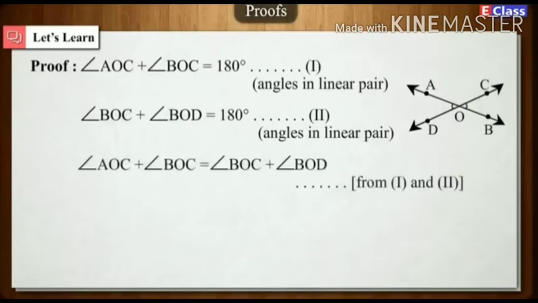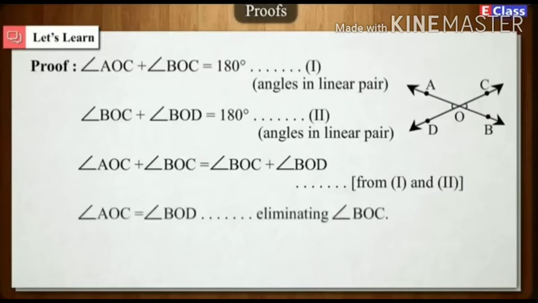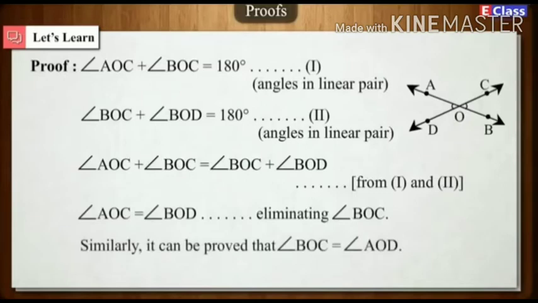Angle AOC plus angle BOC is equal to angle BOC plus angle BOD, from statements 1 and 2. Angle AOC is equal to angle BOD, that is, by eliminating angle BOC. Similarly, it can be proved that angle BOC is equal to angle AOD.